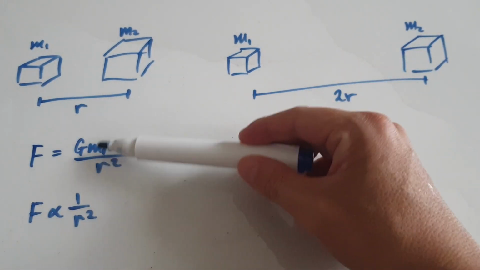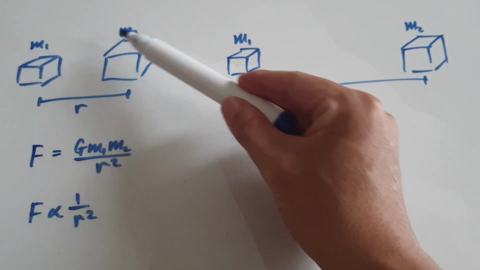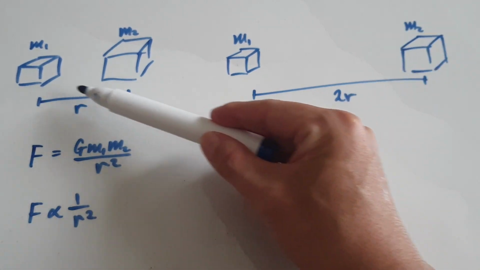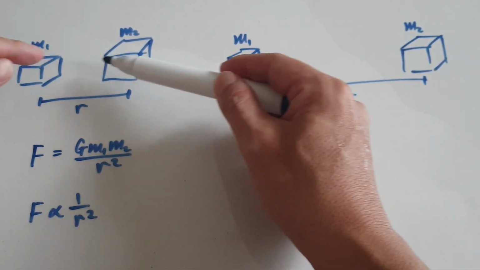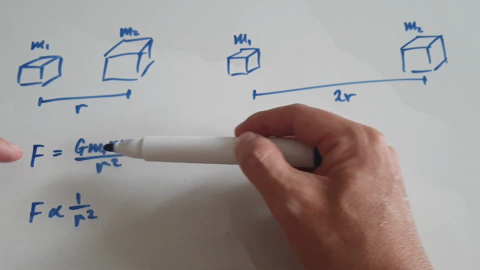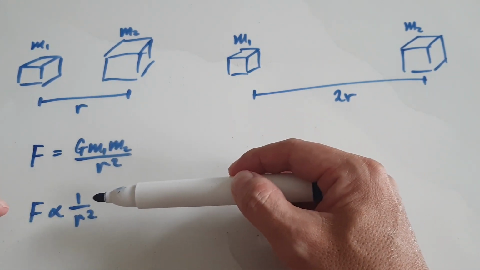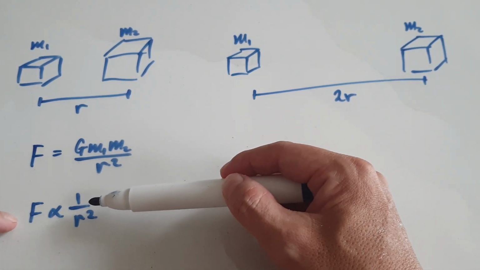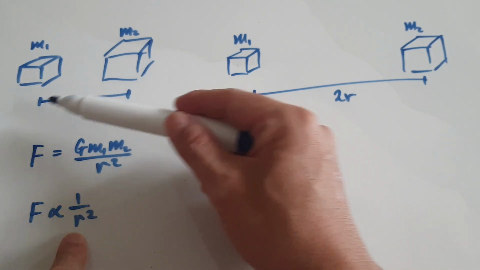We've seen this formula before. Given masses m1 and m2 separated by a distance of r, there will be a force that exists in between the two masses given by this. Now, it is said that the force is inversely proportional to the distance that separates the two.